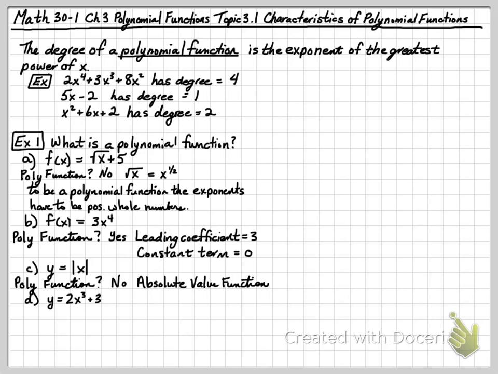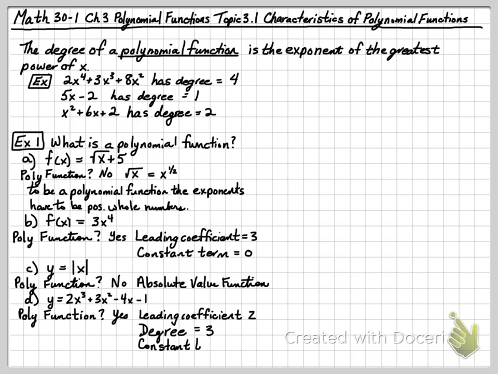And d, y is equal to 2x cubed plus 3x squared minus 4x minus 1. Is this a polynomial function? And the answer to this one is yes, it is. The leading coefficient, again, is going to be 2, because that is the coefficient on the exponent x to the third. The degree of this is 3, and the constant term is going to be -1.